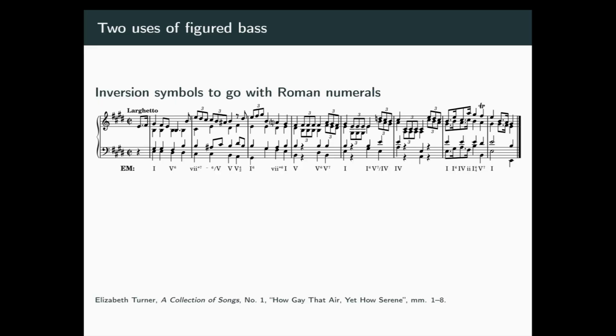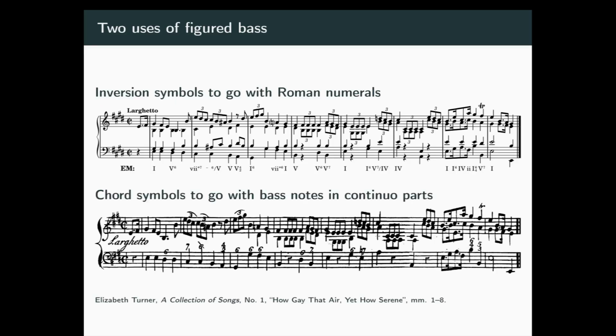Next to a Roman numeral, figured bass can specify the chord's inversion. This is usually how figured bass is used in modern harmonic analysis. Traditionally, however, figures were placed next to a bass note to specify the interval above the bass note for each note in the chord. We'll actually be doing both kinds of figured bass in our part writing and analysis exercises.